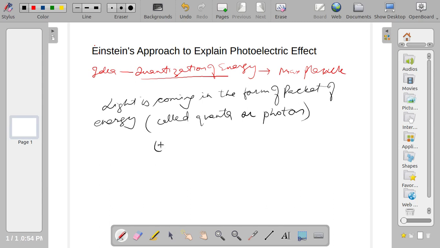And the energy of this packet is proportional to frequency, or in other words, we can say that E is equal to h nu, where h is the Planck's constant. Its value is 6.62 into 10 raised to power minus 34 joule second.